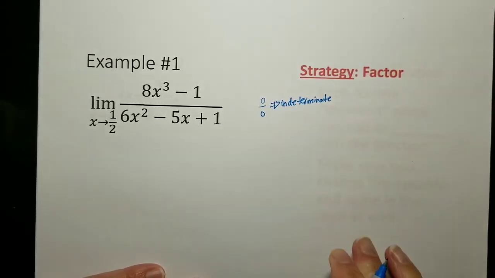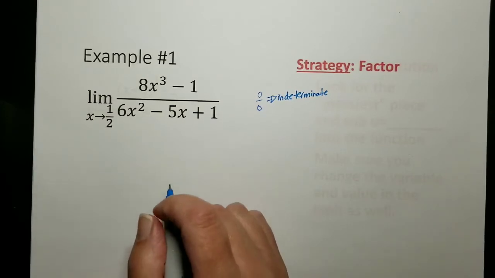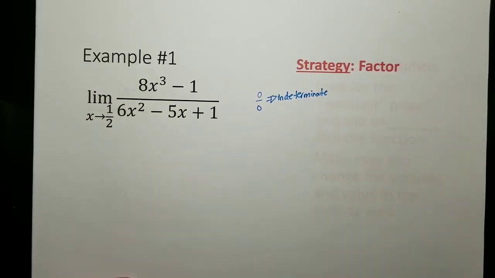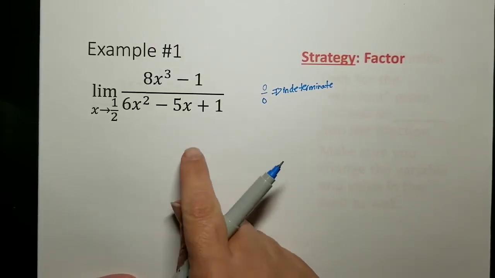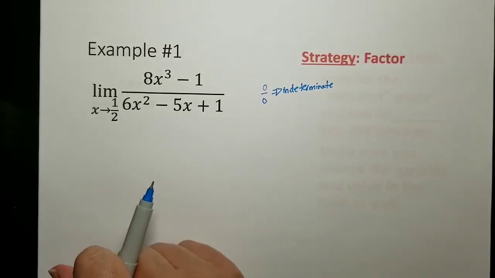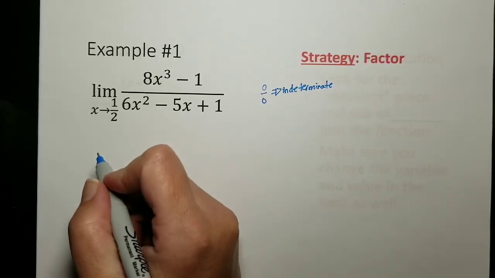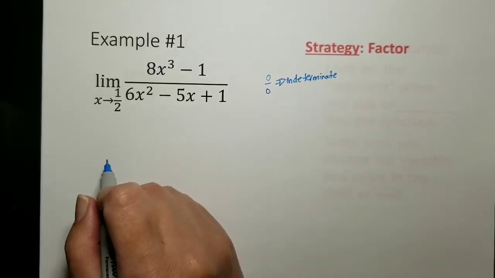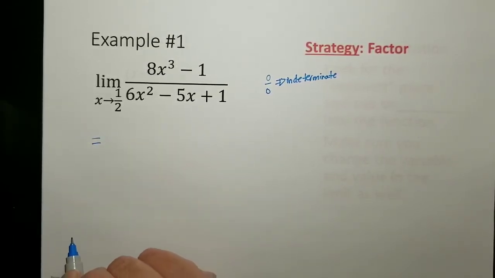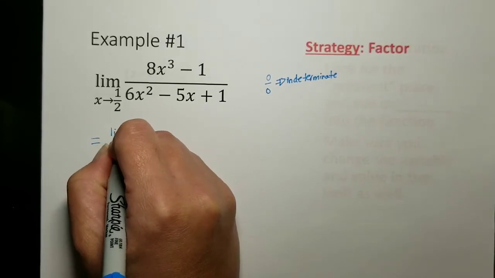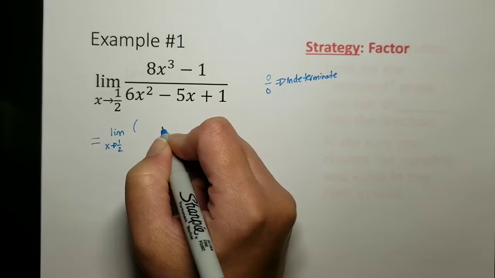Some of the easier ones yesterday were pretty obvious, like if it was just an individual factor where x equaled 0 and we had an x factor on the top and bottom. But if you need to use your calculator there to do that, that's fine. So whenever I get an indeterminate, especially if it looks like a rational polynomial expression, I am going to factor the top and bottom. The factoring strategy is probably the easiest one.